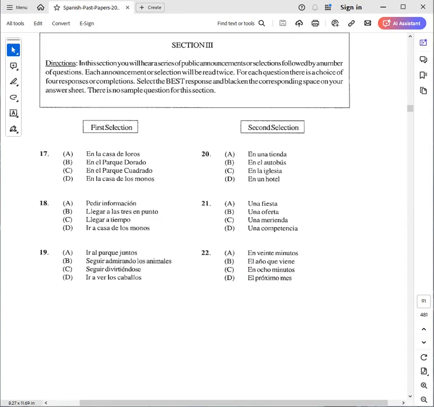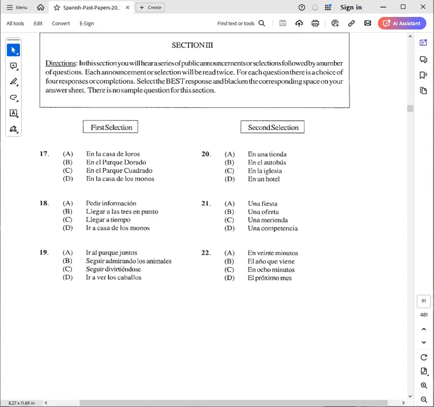B. Number 18, ¿qué deben hacer las personas que quieren ver la exhibición? So what should a person do? Those who want to see the exhibition, they have to llegar a tiempo because it says come on time, right? Pedir información, llegar a las 3 y punto, ir a la casa de los monos. So nope, so it's C.